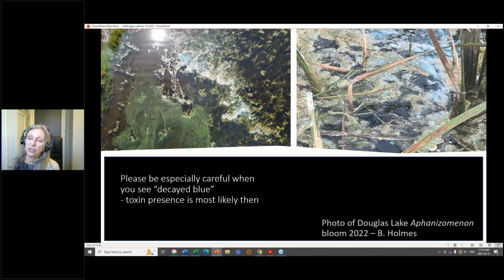Please be especially careful when you see this decayed blue color, as you see a little bit in the left-hand image and more so in the right-hand image. When you see that decayed blue color, the cyanobacteria are lysing, and the presence of toxins in the water is most likely them.